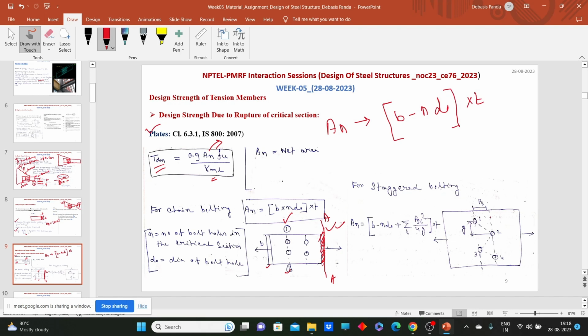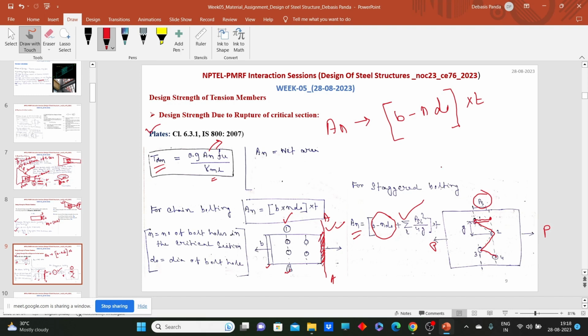Now for the staggered bolting, we have also seen AN, how can we calculate the AN? For the staggered bolting, the first part is the same as for chain bolting, B minus n d naught. Now for the staggered pitch, what is staggered pitch? This is nothing but the center to center distance between two consecutive bolts measured along the direction of applied load. So this is your staggered pitch PS. If you know the PS value and how many staggered pitches there are, you can calculate the summation of PS square by 4g. We practiced an example in the last class regarding how we can calculate the net and effective net area for the staggered boltings.